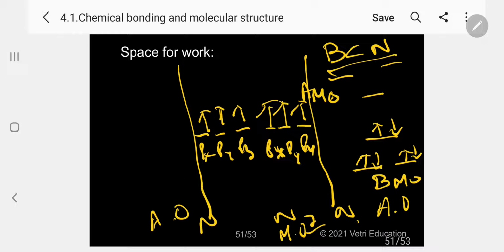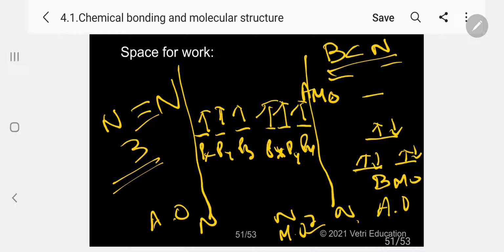We have seen already, what is the bond order? Total number of electrons in bonding molecular orbital minus antibonding, divided by 2. So 6 by 2 equals 3. That means nitrogen has bond order 3. Please follow. Now you go for all your questions. Kindly follow.